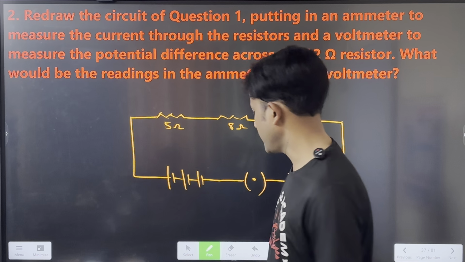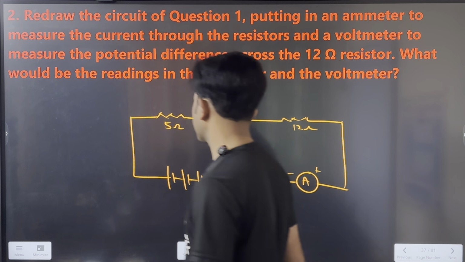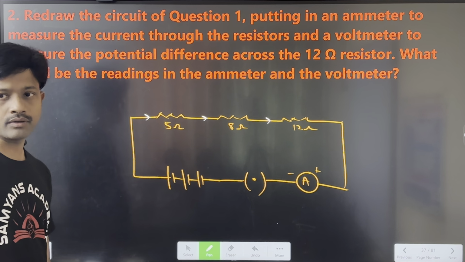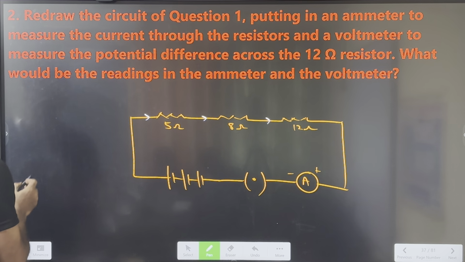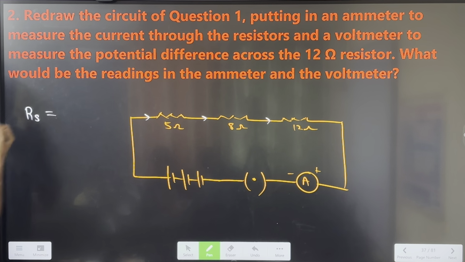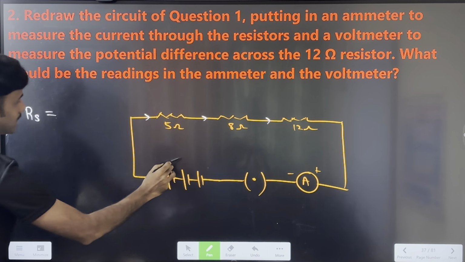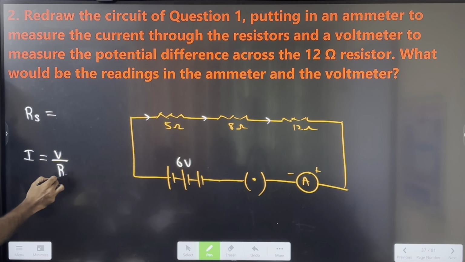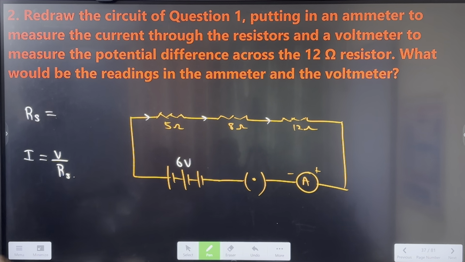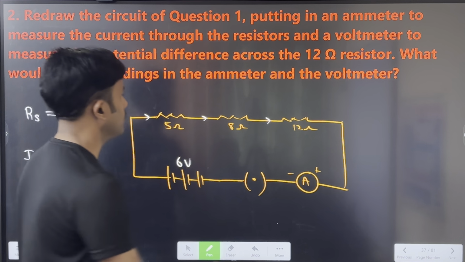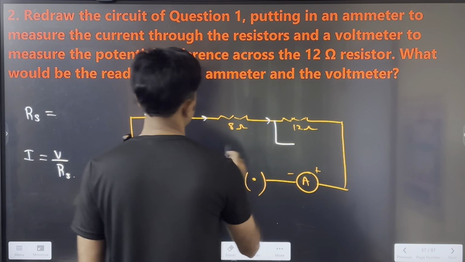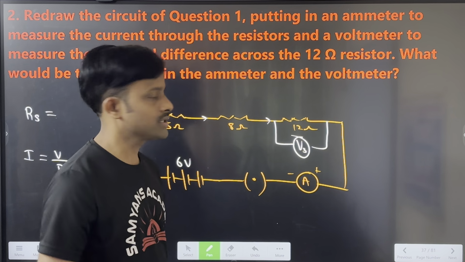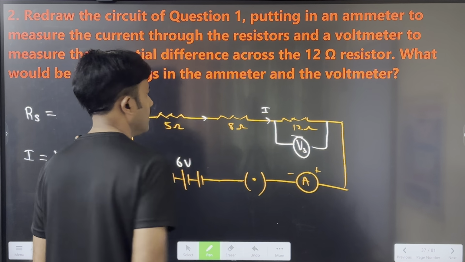Just pause the video and do it. All of you please try to solve this question. Also find the total resistance value, the RS value. Then how do you find the current value? What is the total voltage here? 6 volt. Find the current value, I equal to V by RS. This is the current that flows through each resistor. Also you have to find the voltage drop across the 3 ohm resistor, let us say this is V3, and the voltage drop across the 12 ohm resistor after finding the I value.